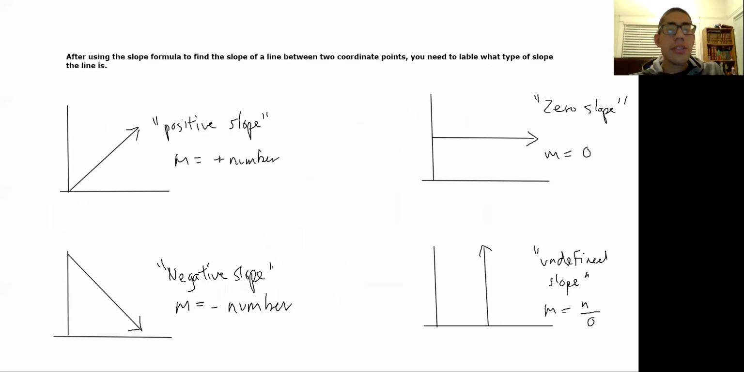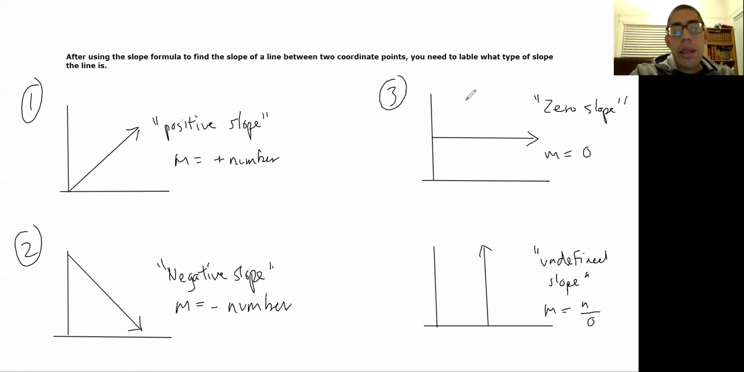Another thing that you need to do is label them, right? So after using the slope formula to find the slope of a line between 2 coordinate points, you need to label what type of line it is, what kind of slope it is. There are different kinds of slope. So for example, in the first example right here, let me go ahead and label them 1, 2, 3, and 4. There are 4 examples of the 4 different types of slope.